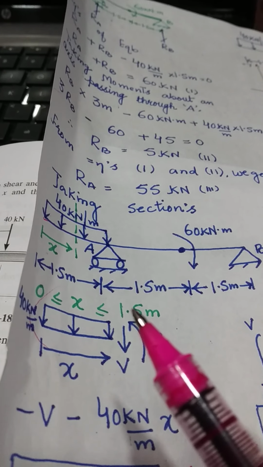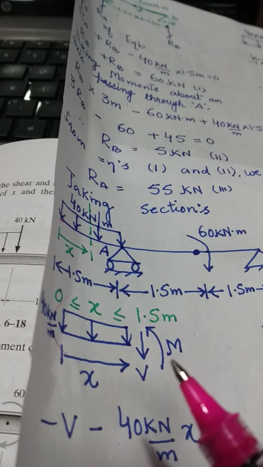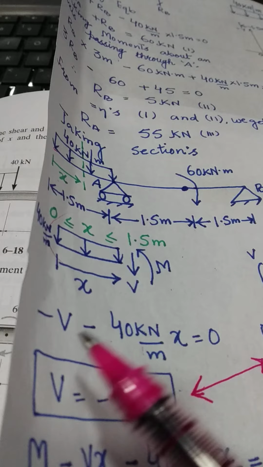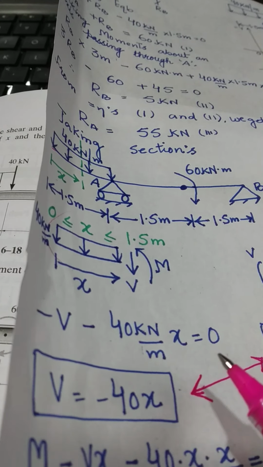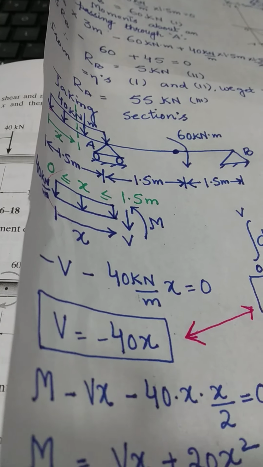Now at the place where we have drawn the section, let's say the shear force is V and the bending moment is M. Again, write down the equations of equilibrium. We'll write minus V minus 40 into x is equal to 0. Therefore, the value of shear force comes out equal to minus 40 into x.